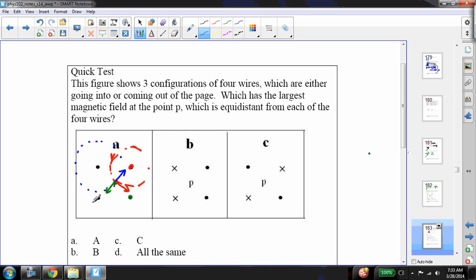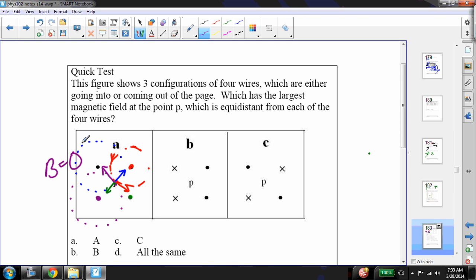I have one more right here. My magnetic field goes in this direction, so at this point, it's in that direction. So the net magnetic field here, because these vectors are all the same magnitude but opposite directions, is going to be 0. So obviously A is not the answer.